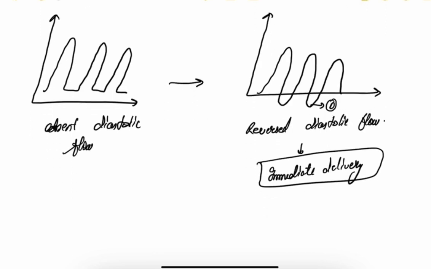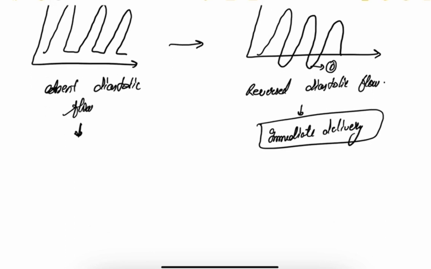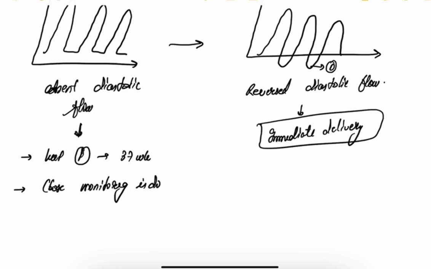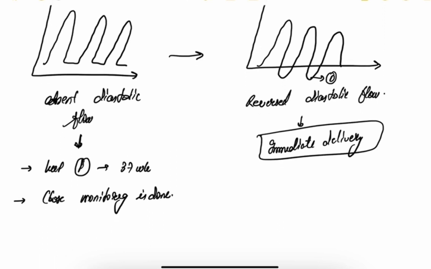If diastolic flow is absent, what management protocol is followed? You have to keep the pregnancy up to 37 weeks with close monitoring. But in case of flow reversal, irrespective of the gestational age, you have to do the delivery.